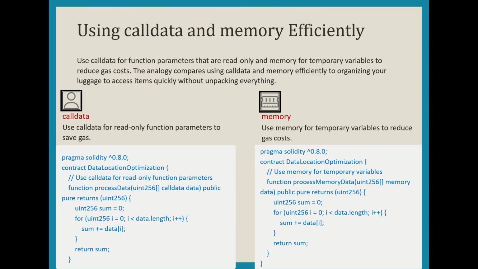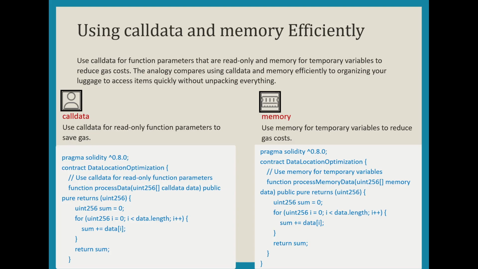Okay, now we have to learn how to use calldata and memory efficiently. We use calldata for function parameters that are read-only and memory for temporary variables to reduce gas cost. This analogy compares using calldata and memory efficiently to organizing your luggage to access items quickly without unpacking everything. You have 5 bags, you want to look for t-shirts. You know that t-shirts are in bag 3. So instead of opening 1, 2, 4, 5, and then finally opening 3, if you directly open 3, it will save you much more money, right? It will save you much more of your resources. This is how this works too.